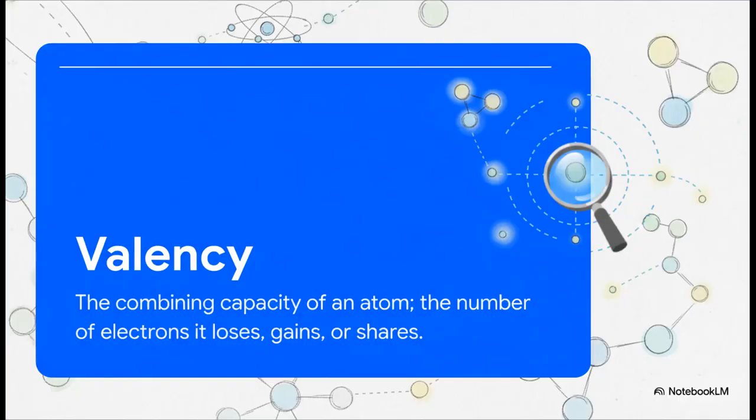So what exactly is valency? The official definition is it's the combining capacity of an atom. But what does that mean? It's basically just a number that tells you how many electrons an atom wants to lose, gain, or share so it can get stable and, well, happy. This is like the fundamental rule of how atoms hold hands and make stuff.